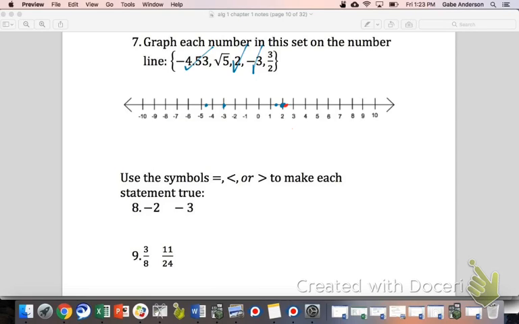Why don't you guys try numbers 8 and 9 on your own? What? We did, didn't we? I mixed up between my two classes. I think I went two different directions in the classes. So, okay, let me just remind myself. -2 is greater than -3, and 3/8 is less than 11/24. We had that? Okay, fantastic. All right, then moving on. Let's see here. Do we have just one more? Two more. Okay. Good. This is working out great.